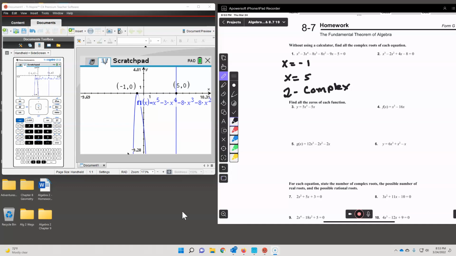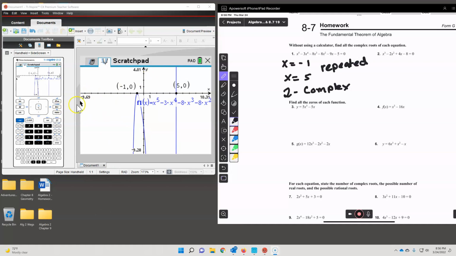Now remember that complex numbers come in pairs. So definitely we have two complex numbers, and then another one of those roots is repeated. So we have a total of 5 roots, but one of these two answers is going to be repeated. Okay, for number 2, we're going to do the same thing.